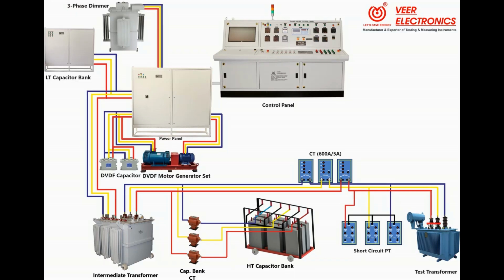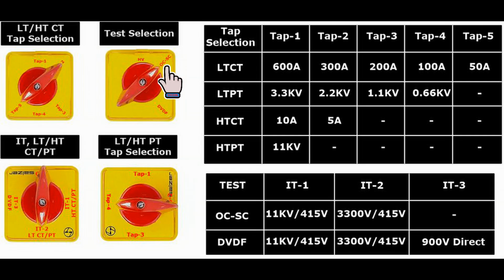So connect LTCT output cable to HV side of DUT. Keep test selection switch on OCSC position. Intermediate selection switch on IT to position. LTCT tap selection switch on tap number 5 means 50 ampere by 5 ampere position. LTPT tap selection switch on tap number 4 means 0.660 kV by 110 volts position.